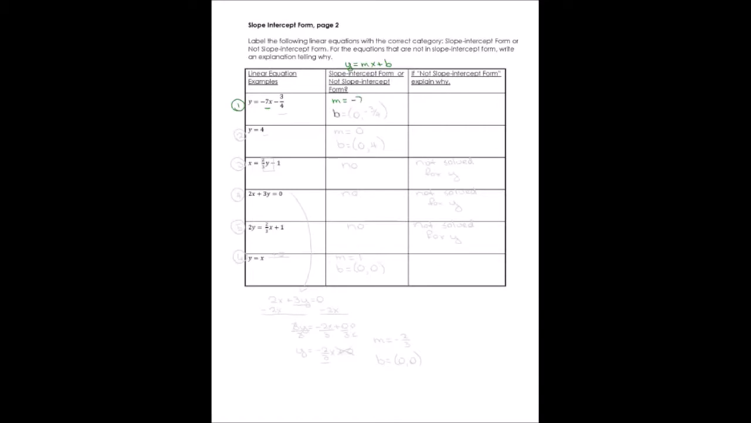And what would our y-intercept be? Well, we know it's a point on the line, and we know it has a 0 for the x-coordinate because that's the definition of a y-intercept. What's the other coordinate?